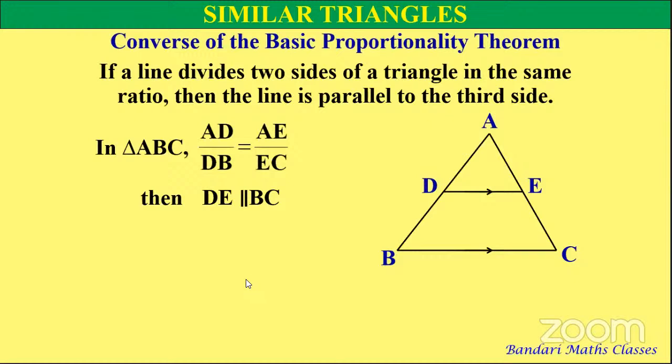So the theorem is: if a line is drawn parallel to one side of a triangle, then it divides the other two sides in the same ratio. This is the basic proportionality theorem. Its converse is: if a line divides two sides in the same ratio, then it is parallel to the third side. This is the converse of the basic proportionality theorem.